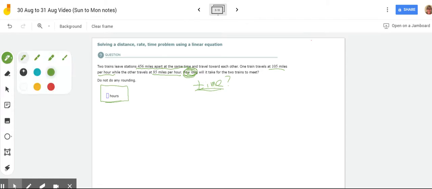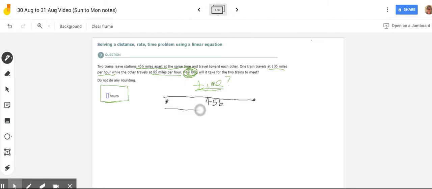So here we're thinking, okay, we've got two stations. They are 456 miles apart. You've got one train going this way at 85 miles an hour. This one is going 105. At some point, they're going to meet and they want to know how long did it take. So in distance equals rate times time, we're looking for time.